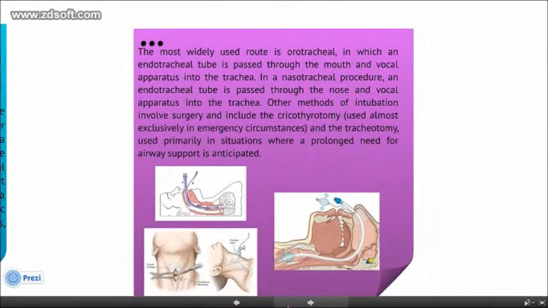The most widely used route is orotracheal, in which an endotracheal tube is passed through the mouth and vocal apparatus into the trachea. In a nasotracheal procedure, an endotracheal tube is passed through the nose and vocal apparatus into the trachea. Other methods of intubation involve surgery and include the cricothyrotomy, used almost exclusively in emergency circumstances, and the tracheotomy, used primarily in situations where a prolonged need for airway support is anticipated.